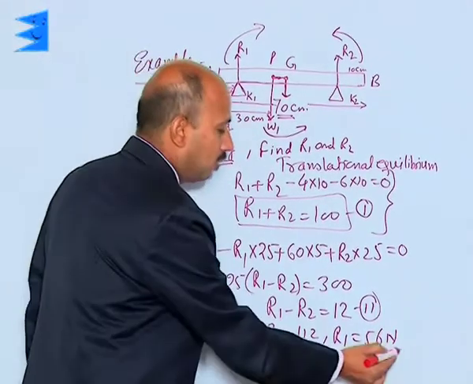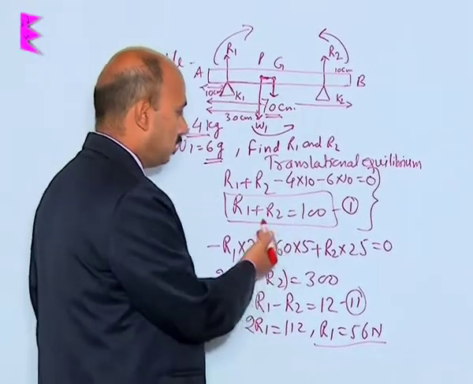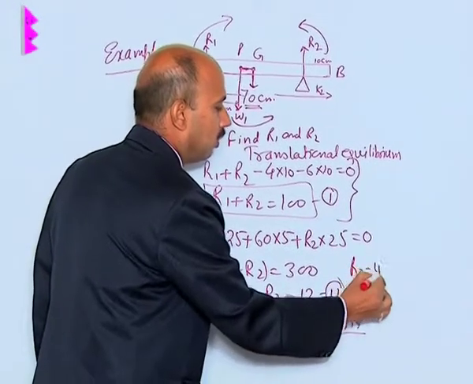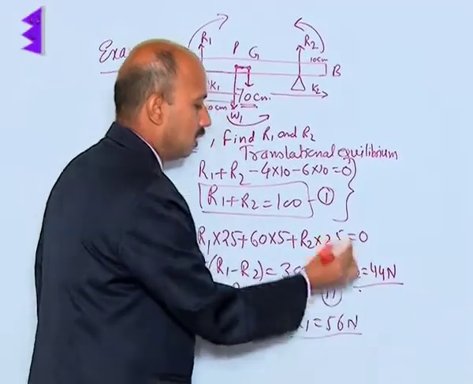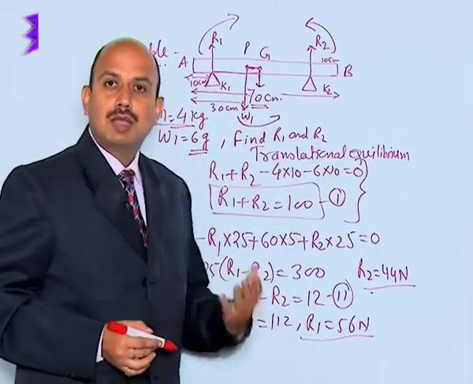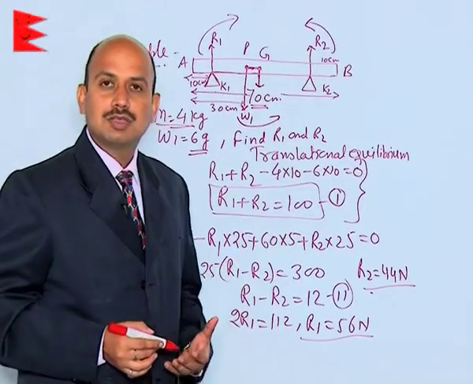Now R1 is equal to 56 Newton. So R2 you can get, just by putting the value in equation 1, so you will be getting R2 is equal to 44 Newton. So these two values R1 and R2 we have calculated by using the concept of rotational as well as translational equilibrium.